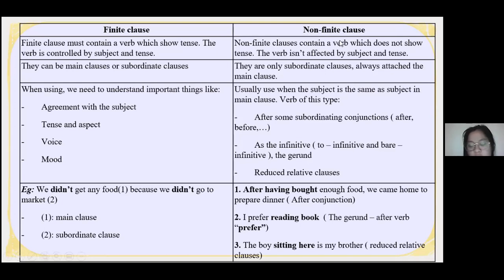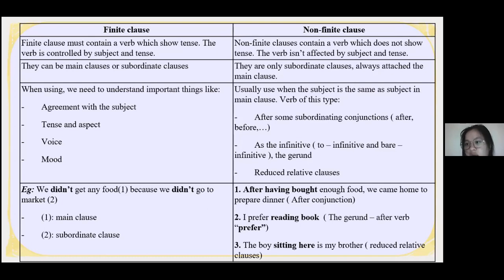I have some examples. The first sentence is: we didn't get any food because we didn't go to the market. This sentence includes two clauses, and both are finite clauses. It shows past tense by the word didn't. The first clause is the main clause, and the clause after because is the subordinate clause.